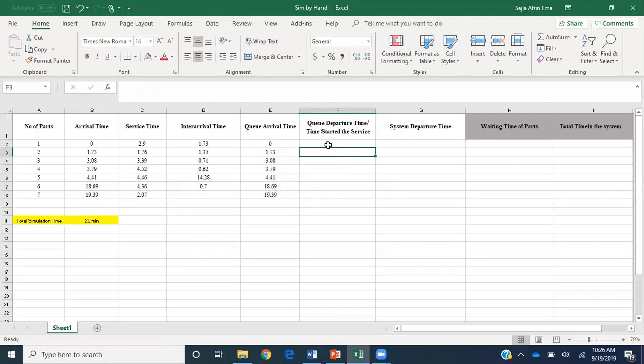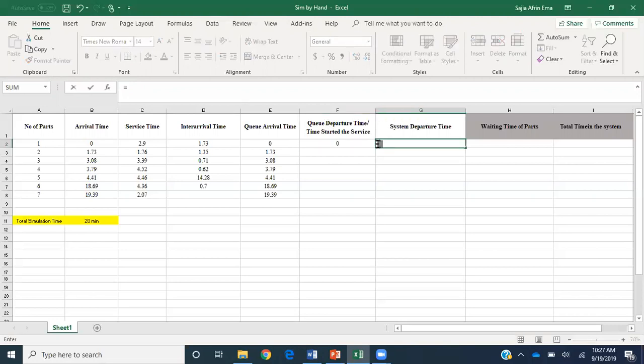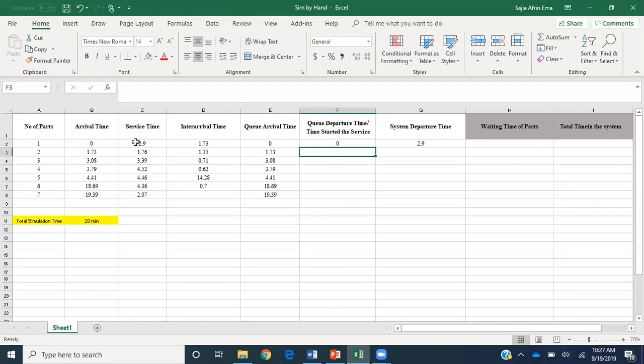Next, the time it left the queue or the time it started the service. There is nothing in between. So instantly when a part leaves the queue, it will join the service. So for part 1, let's say at 0 minutes, the drilling machine was empty. So it will straight away go for service. So at 0 minutes, it entered the queue and then it left the queue. System departure time is going to be the time it joined the service plus the service time, which is 2.9.